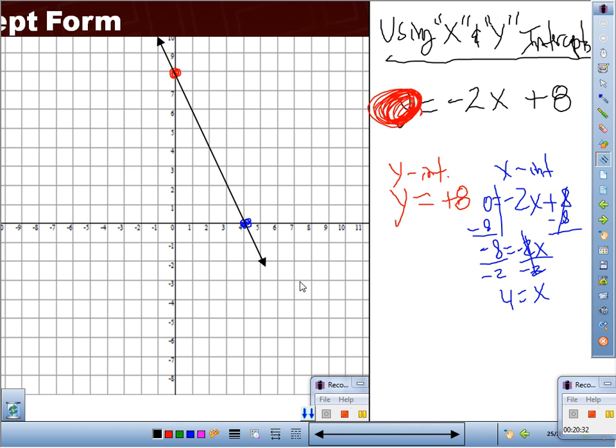So how many different ways do we know how to graph? 3. Using the table, using the intercepts, and using the slope-intercept form. That's what we're going to be doing tonight for homework. Yeah. 3 different ways.